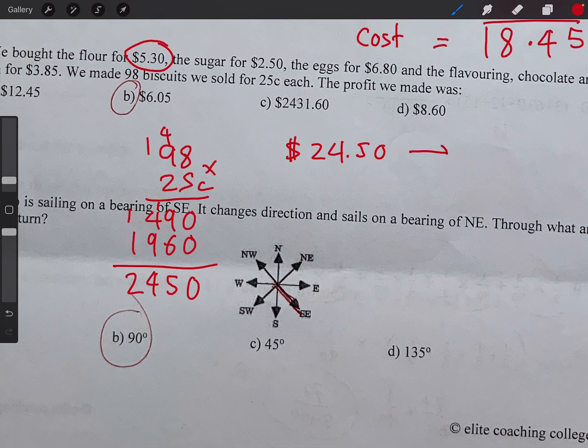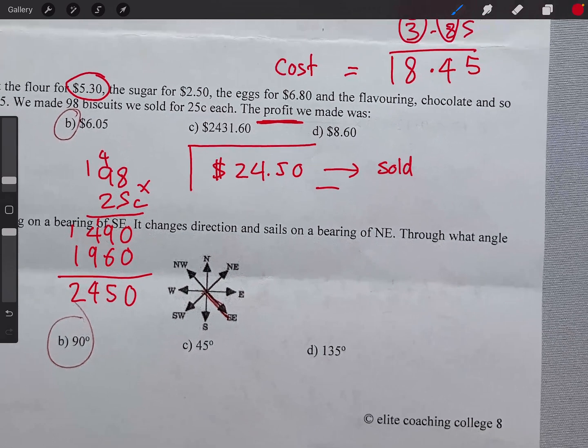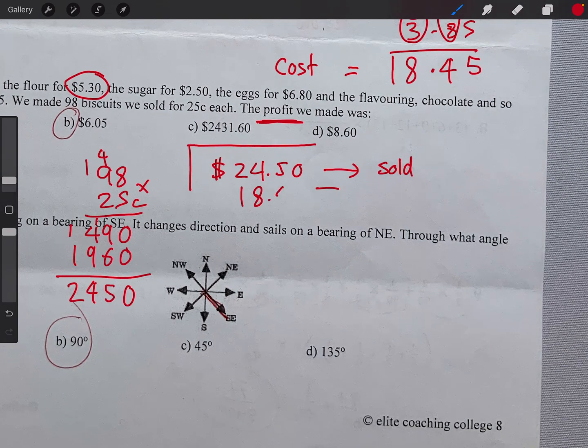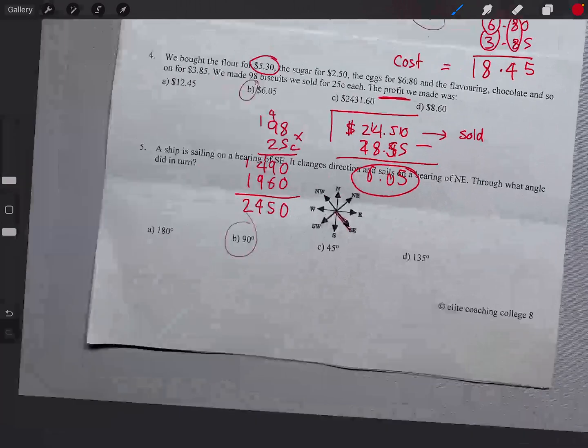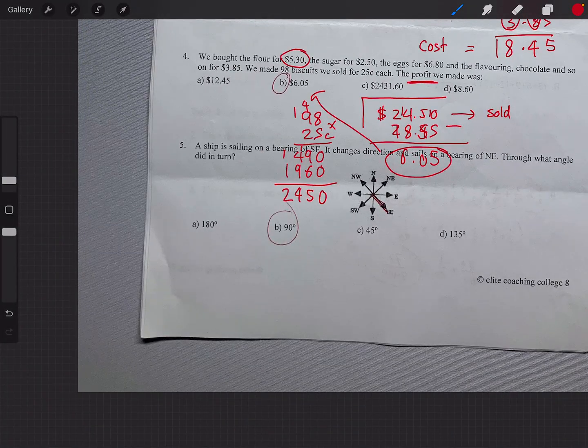This is how much we sold all of, and how much money we get for selling all the biscuits. Now if you want to find the profit, all you've got to do is see how much money you made from selling the biscuits, subtract the cost of everything, so 18.45, subtract it, see how much profit you made. Okay, so this will be 5, this will be a 5, so this will be a 0. 14 take away 8 will be a 6, this will be a 2, so $6.05. And as you can see, the answer is right there, it's B.